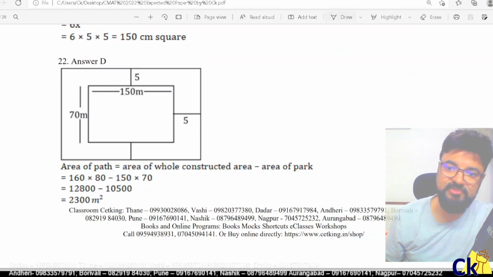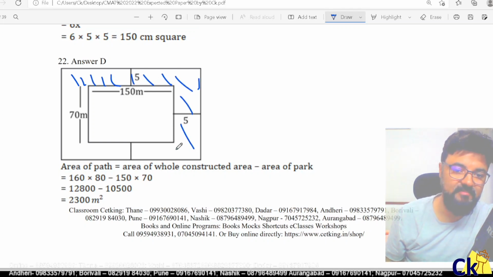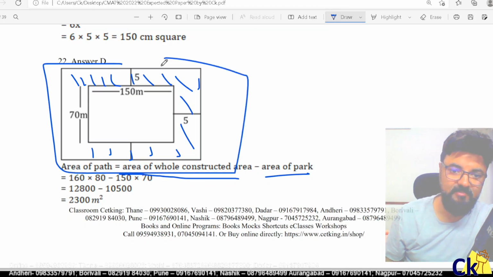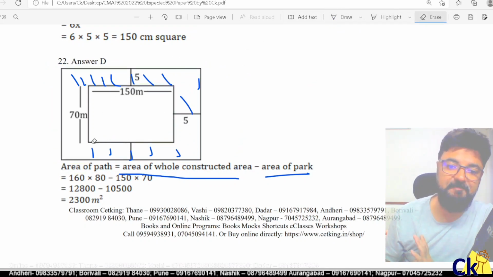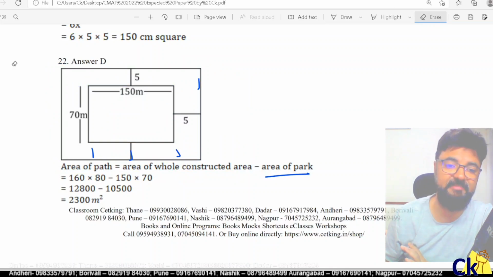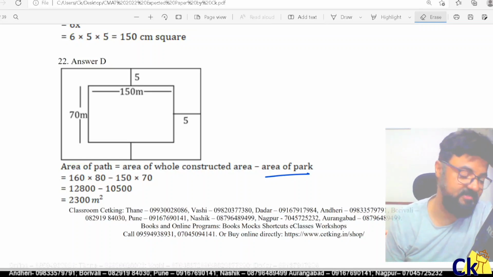Hi guys, look at this question here. Find the area of this path, which is basically the bada rectangle, the whole construction, minus the chota rectangle. The bada rectangle minus the chota rectangle is going to be the area of the path. Now that's a typical question you're going to get in this CMAT exam. All these questions are typical textbook problems.